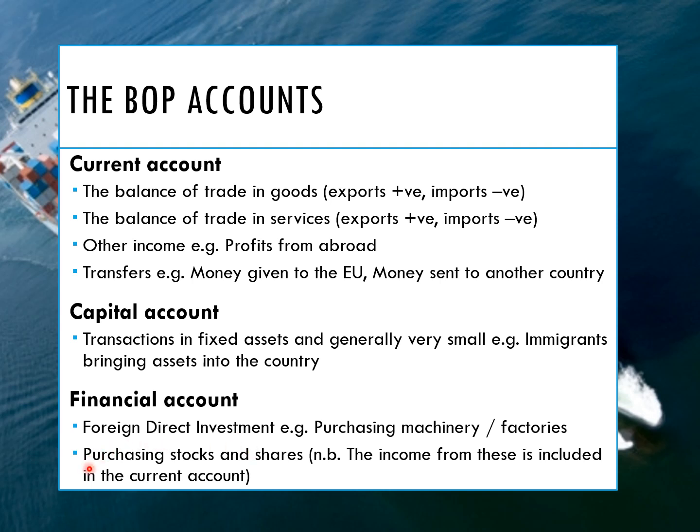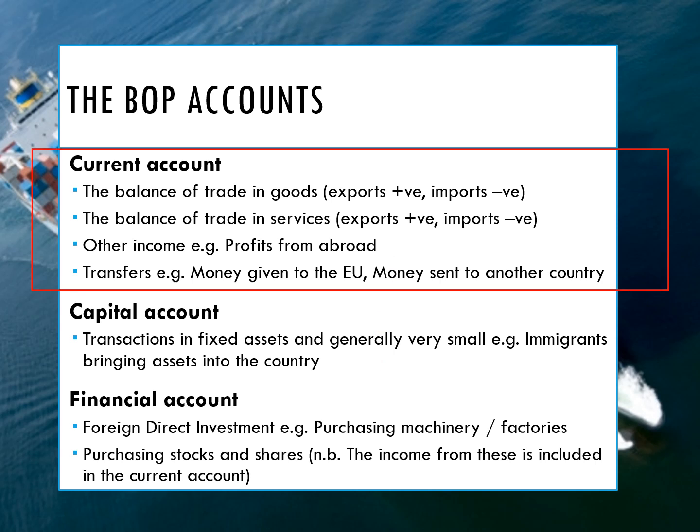On the flip side, purchasing stocks and shares. If an American investor bought shares in a British or UK football club, that will be money coming into the UK, would be a credit on the financial account. But just remember that any income from investments, any income from stocks and shares, not the actual purchasing of the stocks and shares, will be included in the current account. So these are our three accounts, but the one we're really concerned with is the current account. That's the most important for our purposes.